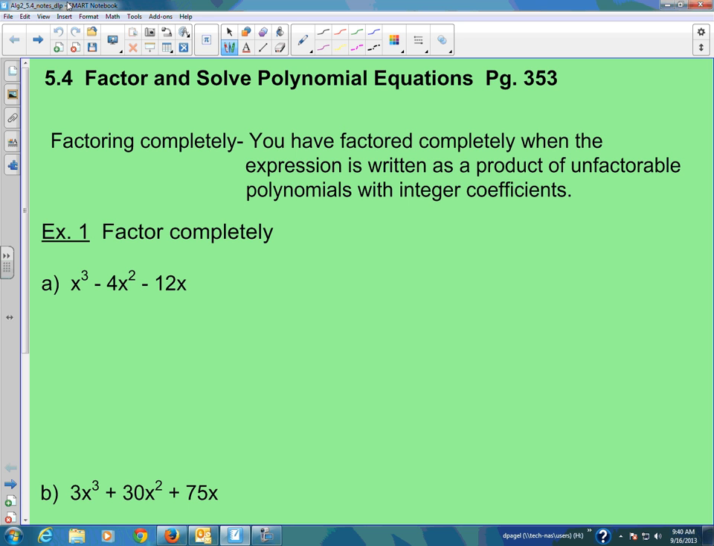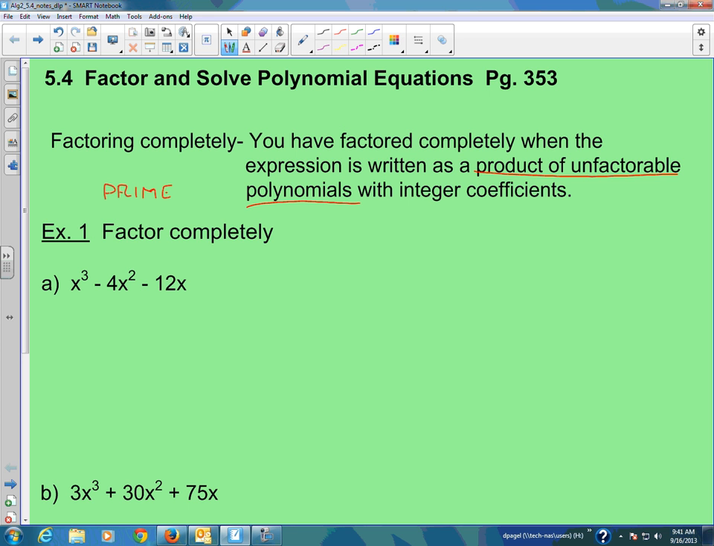So factoring completely means you have written an expanded polynomial expression into its factored form, and each of those factored pieces are down as far as they can go in terms of I can't pull any other GCFs out. I'm down to a product of unfactorable polynomials. An unfactorable polynomial also is a prime polynomial with just integer coefficients. So that's where we're all the way down factored form.